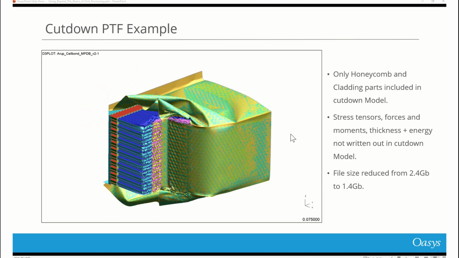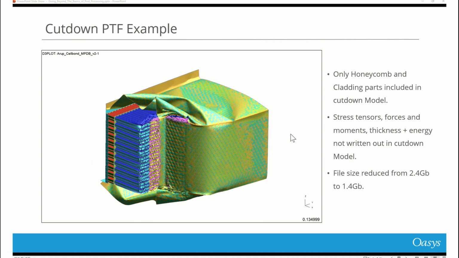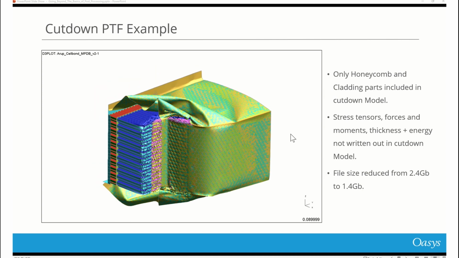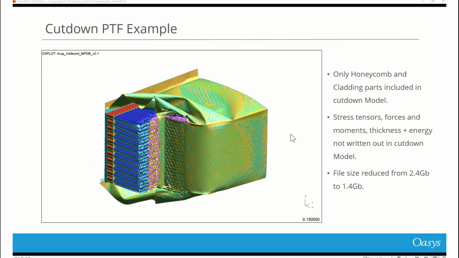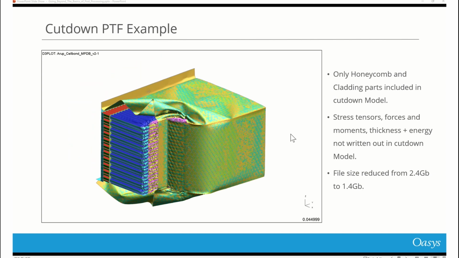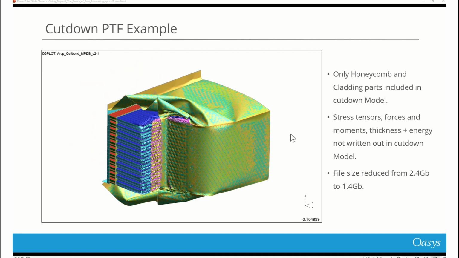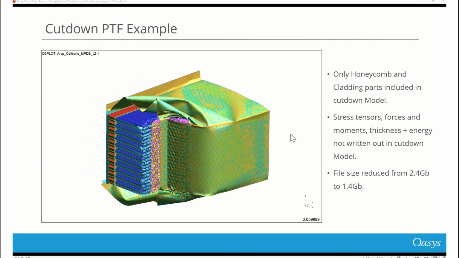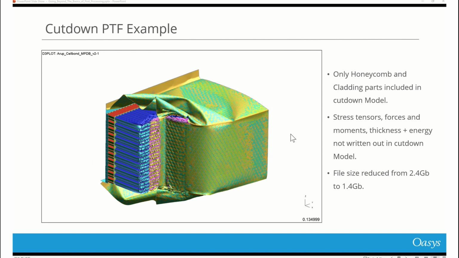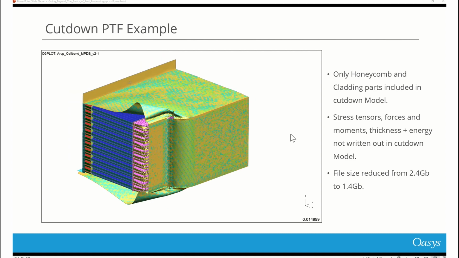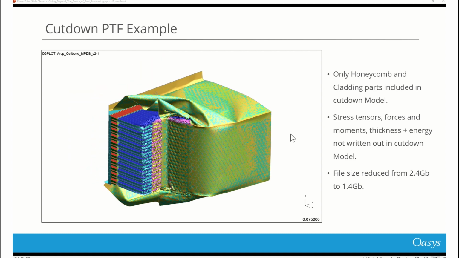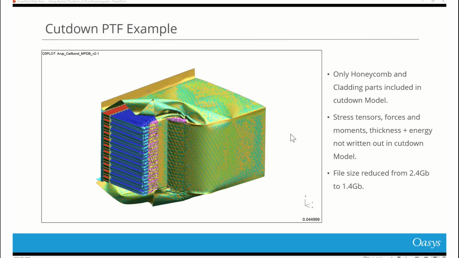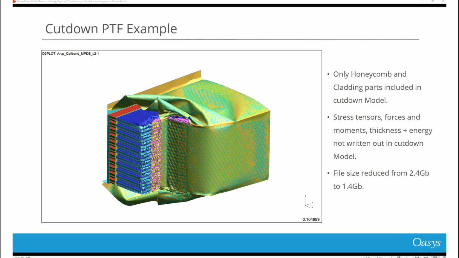So this is an example where, in the MPDB model, I chose to only output the honeycomb and cladding parts in my cutdown model. Besides that, I also chose not to output any stress tensors, forces, and so forth, so that I just save out the animation. With this, I managed to reduce my file size from 2.4 GB to 1.4 GB, and that makes it easier to share with our audiences. So now I'm going to open up D3plot to show how cutdown PTFs can be saved.